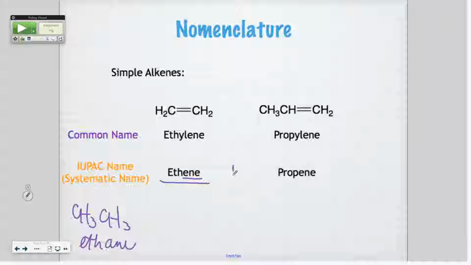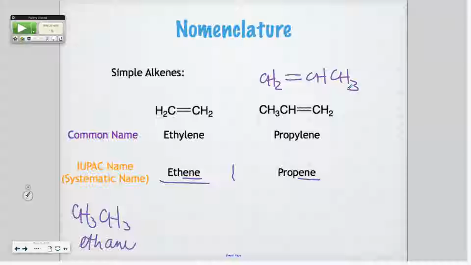So propylene is the common name for this, but its IUPAC name is propene. See how we get that? That means you have 3 carbons in the longest chain and a double bond between 2 of the carbons. It doesn't matter in these where the double bond is. For example, if I wrote propylene like this, is it different? No, it's not different. It's just flipped.